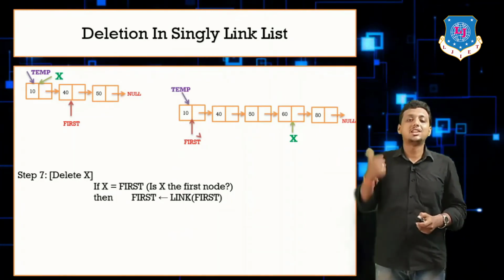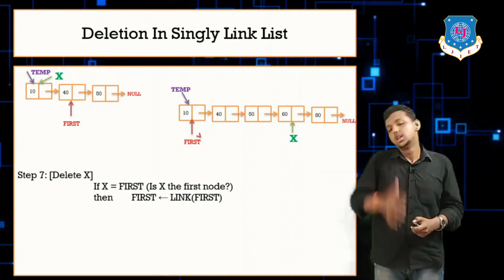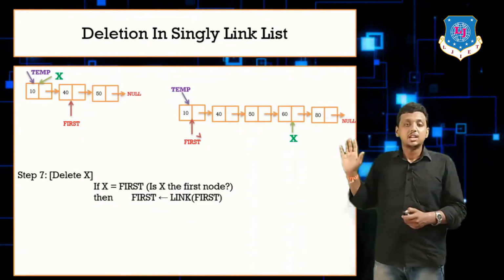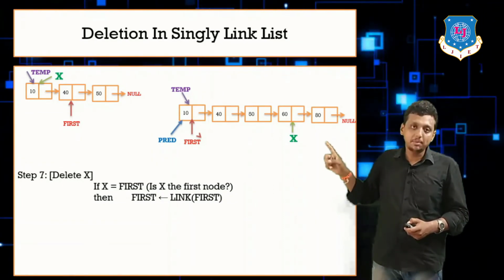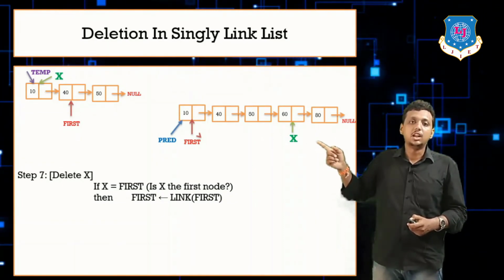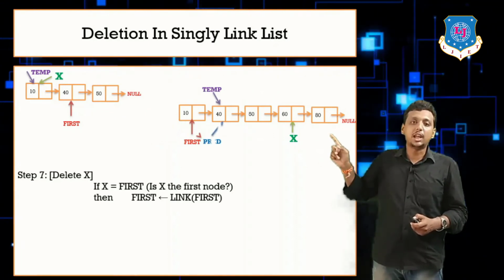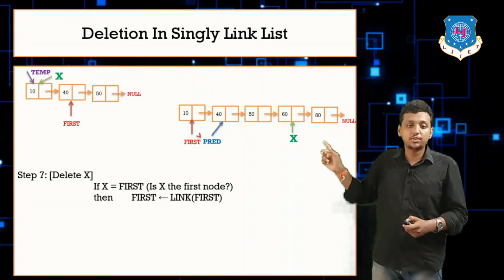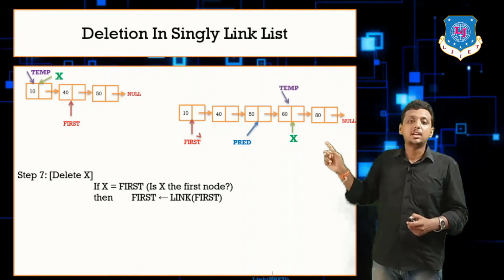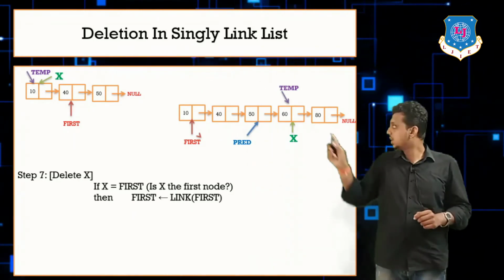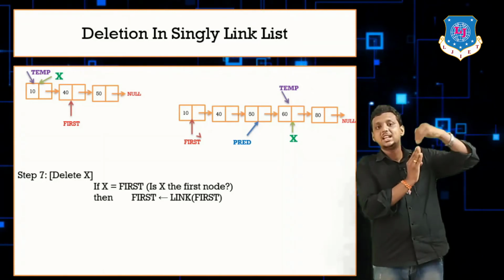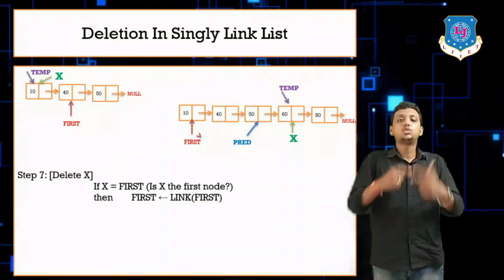I want to delete, search 60. What do I need to do? Okay, let's see. First, assign pred over there. Pred will be pointed to temp, and temp will move further to link of temp. Again, pred to temp, temp to link of temp. Pred to temp, temp to link of temp. Students, now let's see: temp is at x, so you are not going to move further.